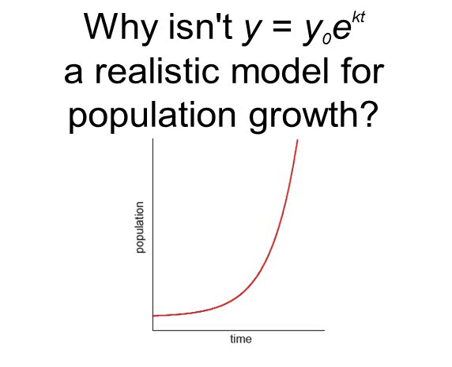Until now, you've always used the exponential equation y equals y0 times e to the kt to represent population growth. But what does this equation imply about population growth that may not be realistic in most situations? Take a look at the graph of an exponential function. As time increases to infinity, so does the population. In reality, population growth slows and population numbers tend to level out over time because of limitations in the environment.